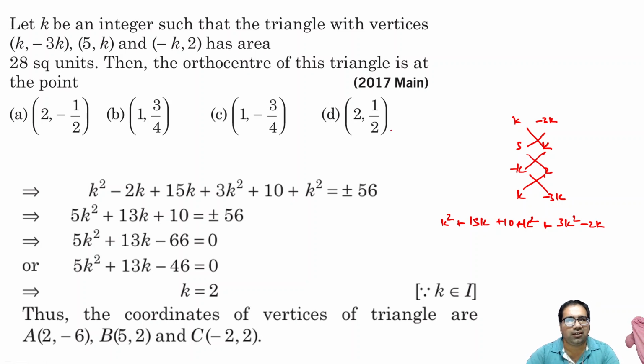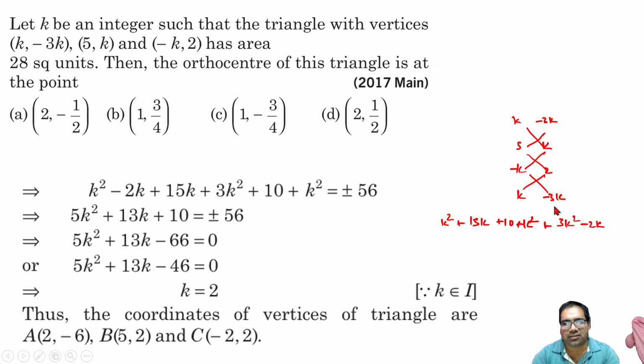For the area of this triangle, we'll write all three vertices: (k, -3k), that is this one, and (5, k), and (-k, 2), and again the first vertex we will repeat. So what is the area of this triangle? Half times this multiplication. What is the multiplication? k into k square minus 5 into -3k, that is plus 15k, plus 5 into 2 minus k into k, that is 10 minus of minus k square, that is 10 plus k square.